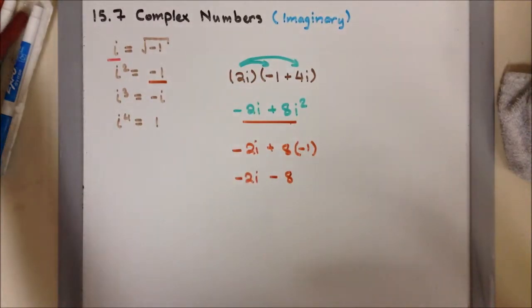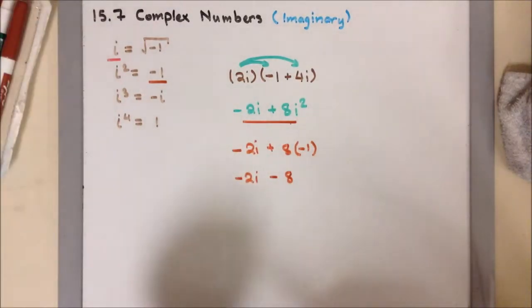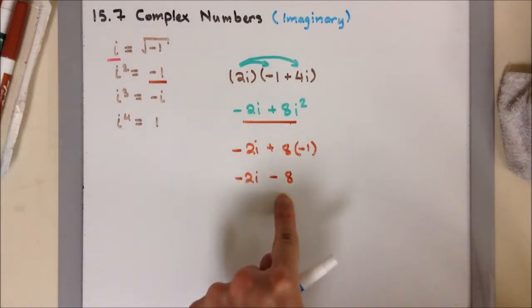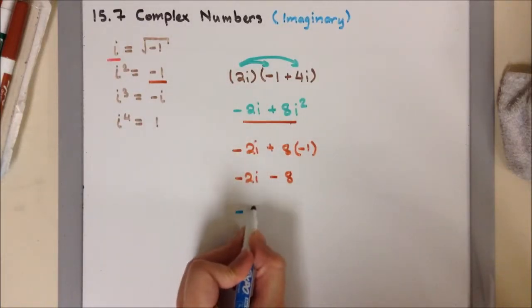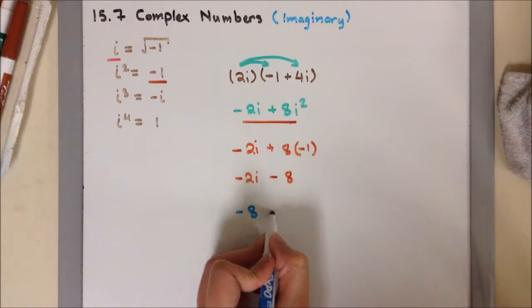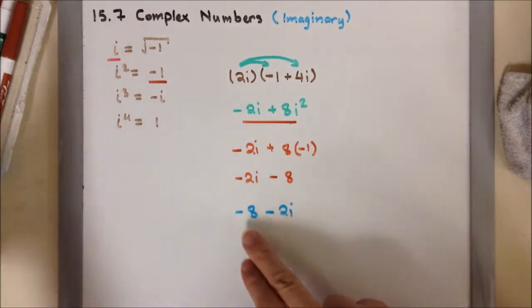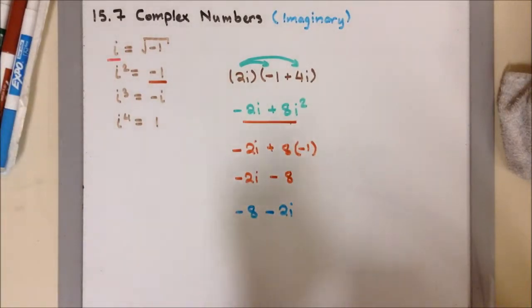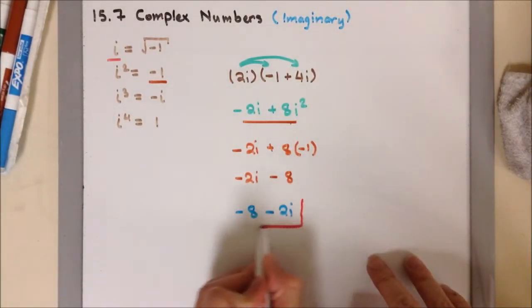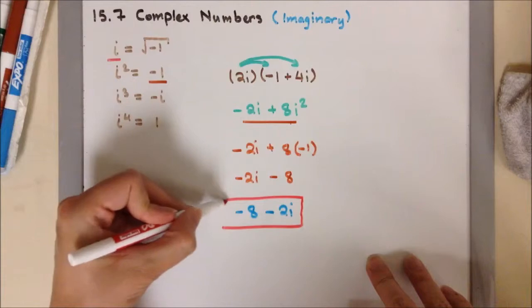And just like how I mentioned before, you need to write your answer in standard form. So you write the real number first. So -8. And then you're going to write in your imaginary number, complex number second. So it's -8 minus 2i. This is your final answer.